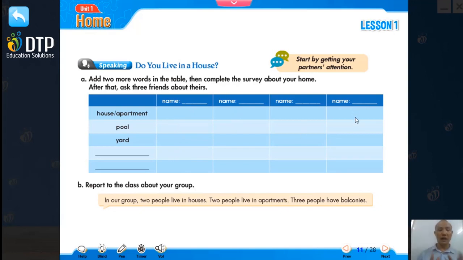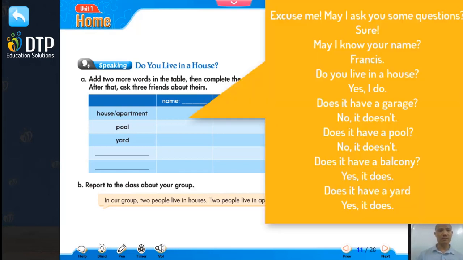Let's make one example. I will ask and you will answer. Excuse me, may I ask you some questions? Sure. May I know your name? Francis. Do you live in a house? Yes, I do. So you write down the word house right here. Does it have a garage? No, it doesn't. So you write down garage and doesn't.